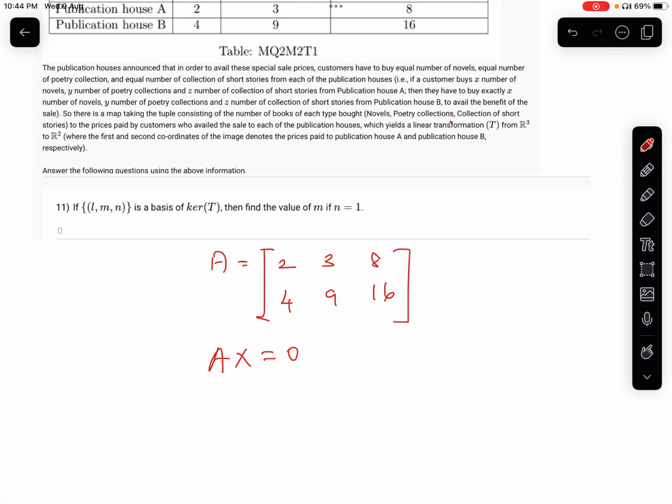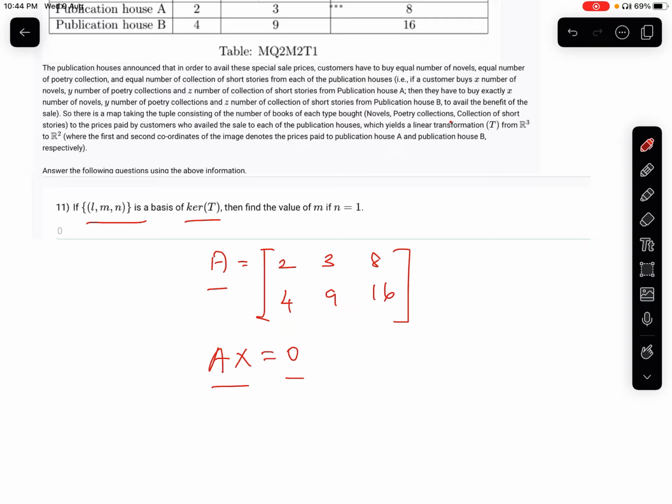Hi everyone, now we are going to look at the 11th question of mock quiz 2 for the IIT Madras data science. As we saw in the previous question, we solved for A and we solved for Ax equal to 0 also. Now in the 11th question, there is a slight change in the question stem. In place of x, y, z, we are just going to substitute L, M and N as a basis of kernel T. If they have given the kernel of T, it is equal to 0. So closing your eyes, you can just equate it to 0.